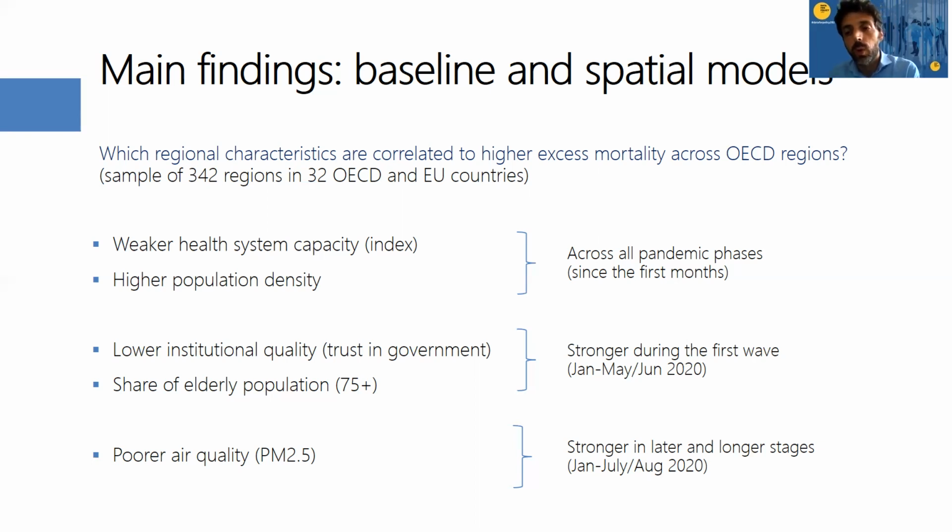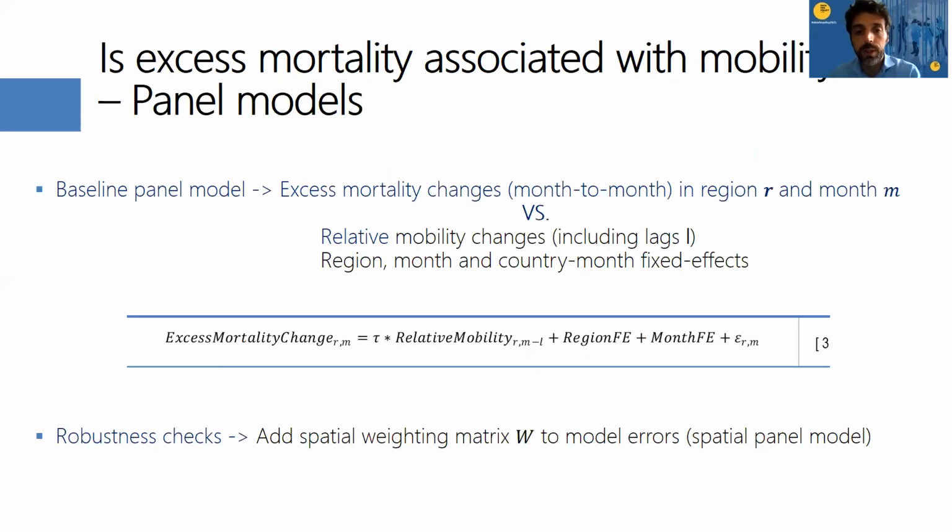On the other hand, we also ran a panel model, a completely different approach, just to look at another aspect, that was the mobility of people. In particular, the question was, is excess mortality associated with mobility of people? By mobility, we mean the extent to which people move, for example, home to work mobility, and so on.